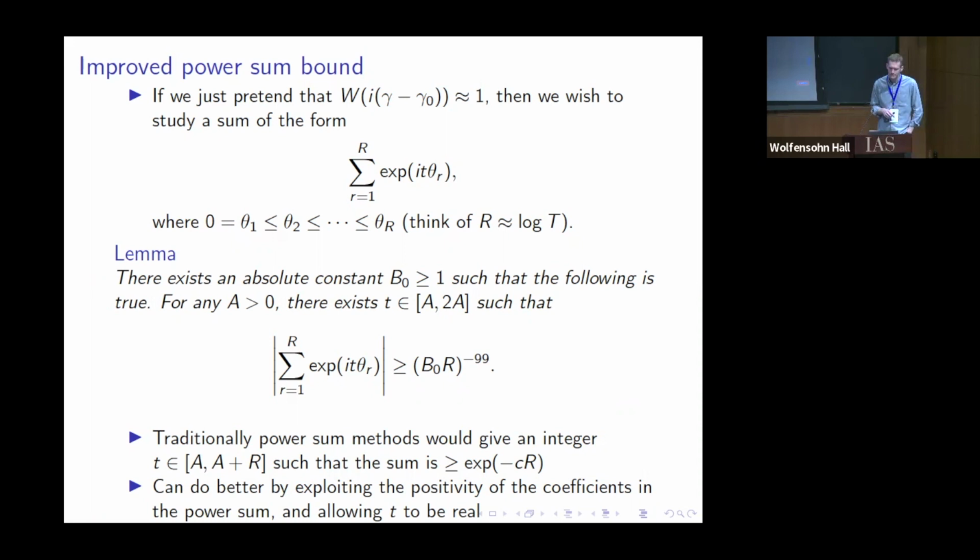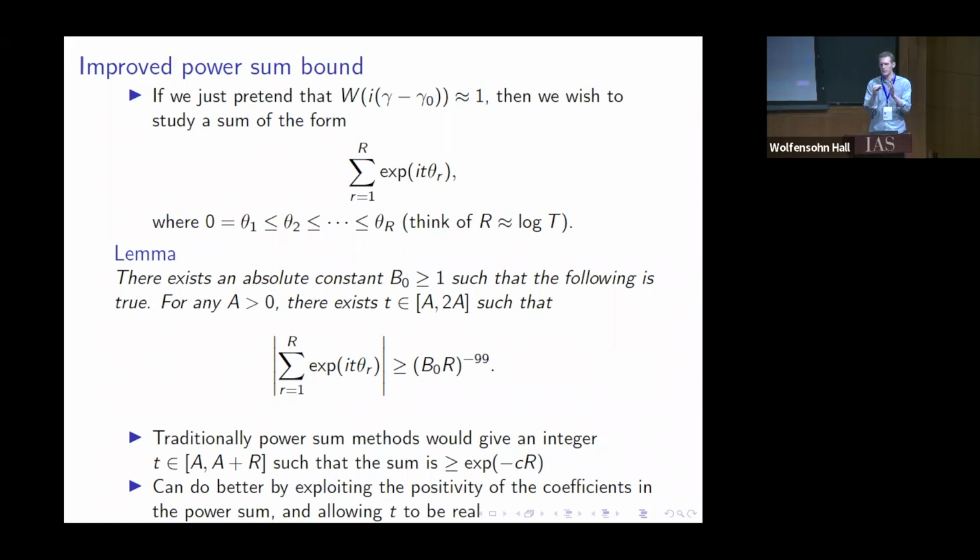Okay, so let's compare this with maybe what more traditional Turán power sum type things would give you. The Turán power sum methods give you an integer t, so not a real t, but an integer t, maybe in some interval of length R. And then instead of a polynomial lower bound, we have an exponential lower bound. And this exponential lower bound is really the reason that you can't have too many zeros close by.